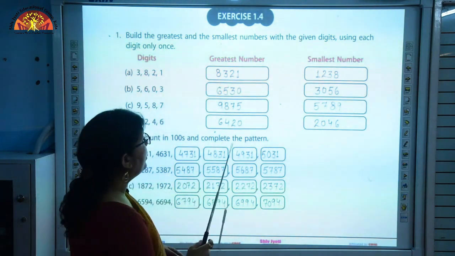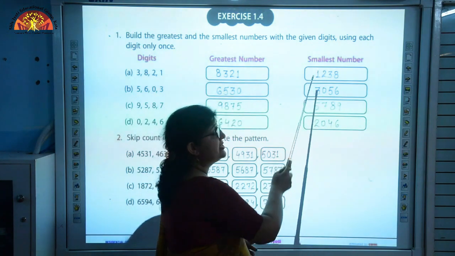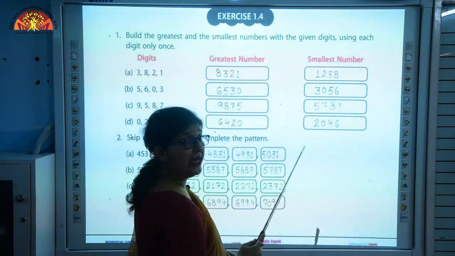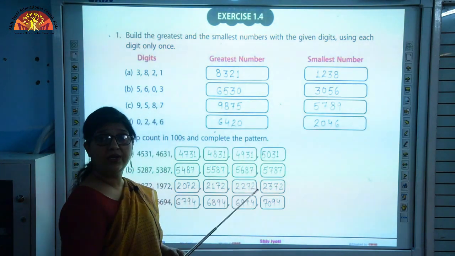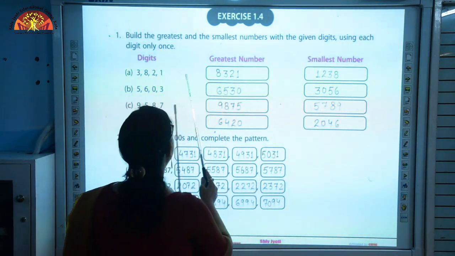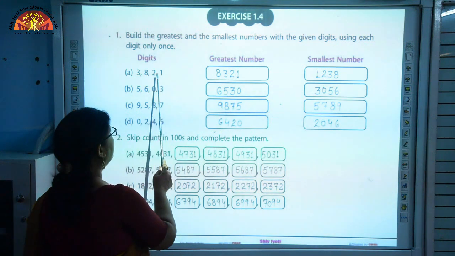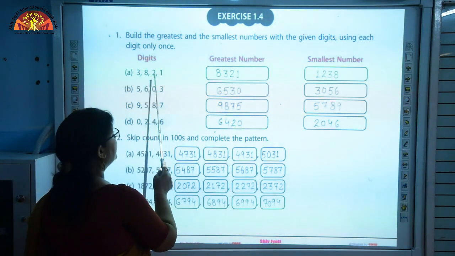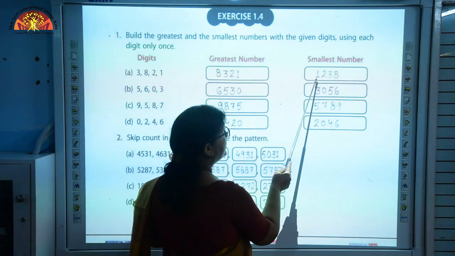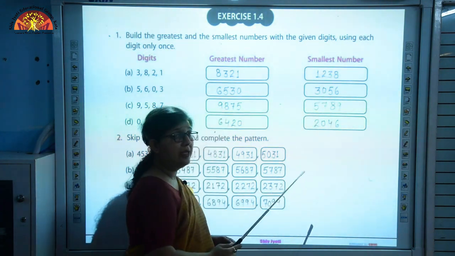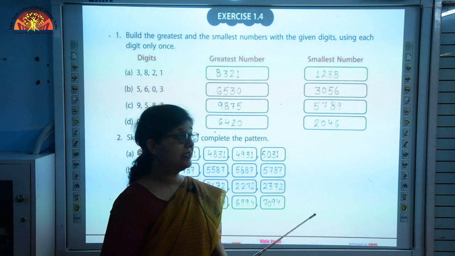8321. Now to form the smallest number, we arrange the digits in ascending order. Ascending means smaller to greater. So which is the smallest digit? That is 1, then 2, then 3, then 8. So we arrange these digits in this order. So we will get 1238. Remaining questions you do yourself.